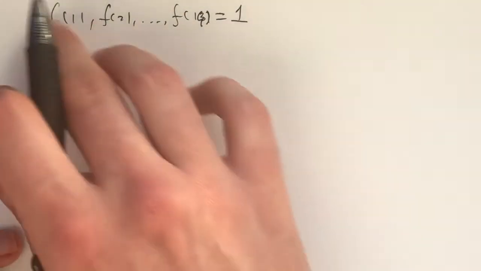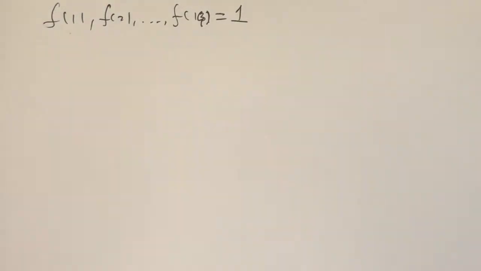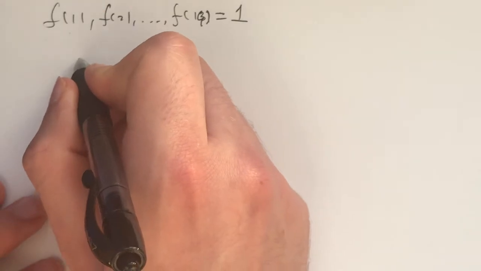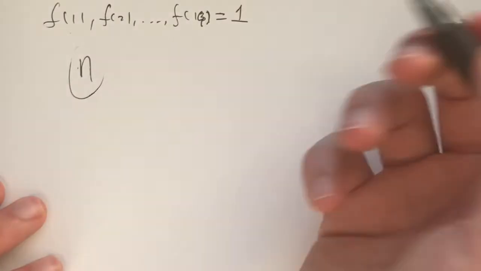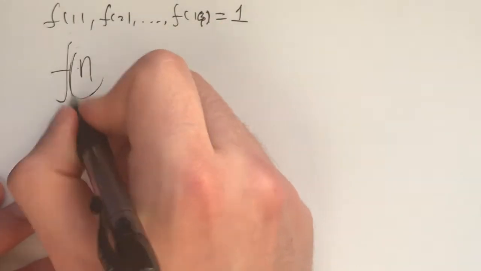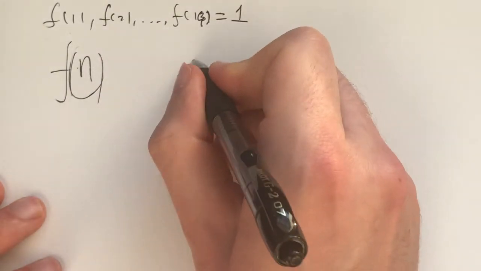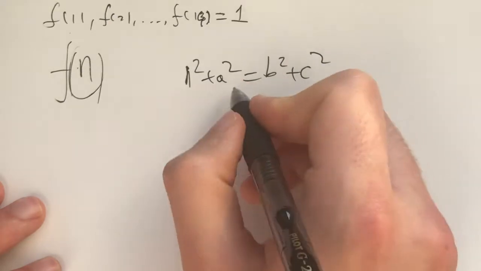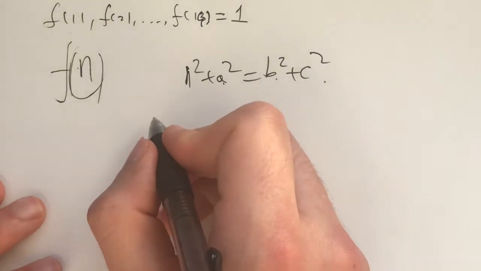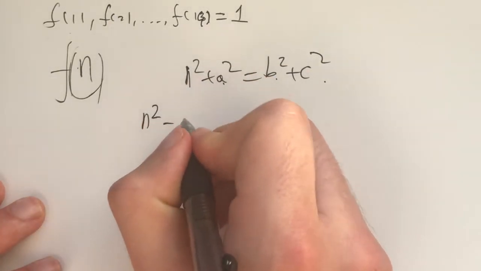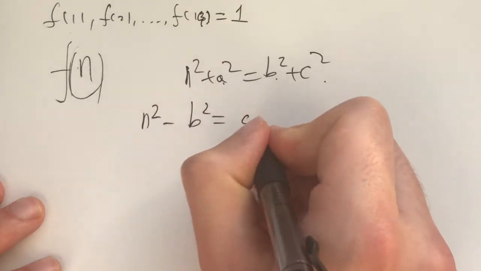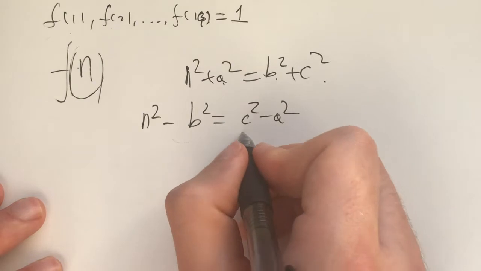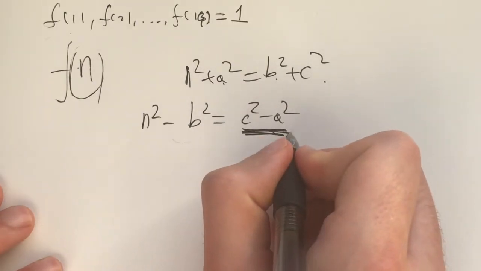Now, one approach to solve this is to think, okay, maybe inductively. Let's say I have all the numbers less than n. Can I find n? How do I find what's f of n? And one way is to make n squared plus a squared equal b squared plus c squared for some a, b, c. And this means n squared minus b squared is c squared minus a squared, just to make things easier, because I can then divide this into two factors.